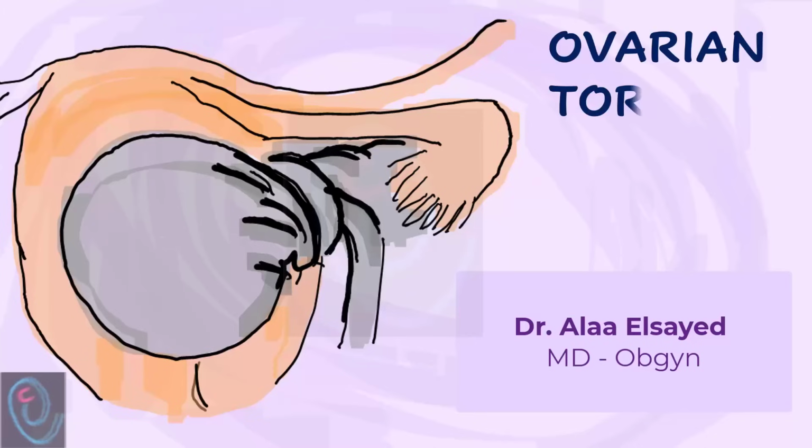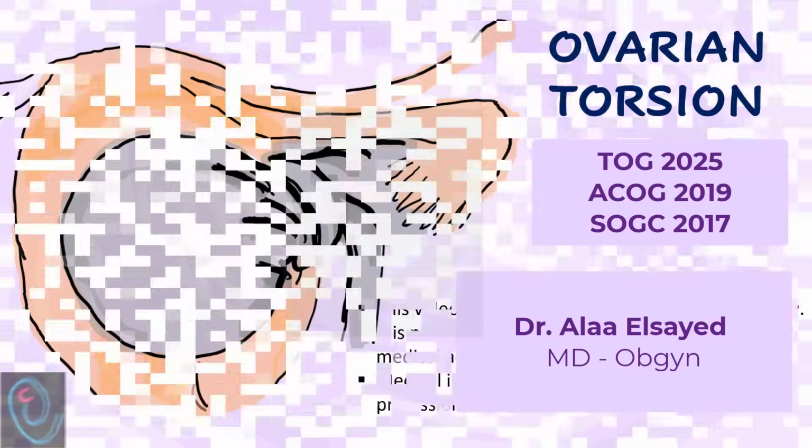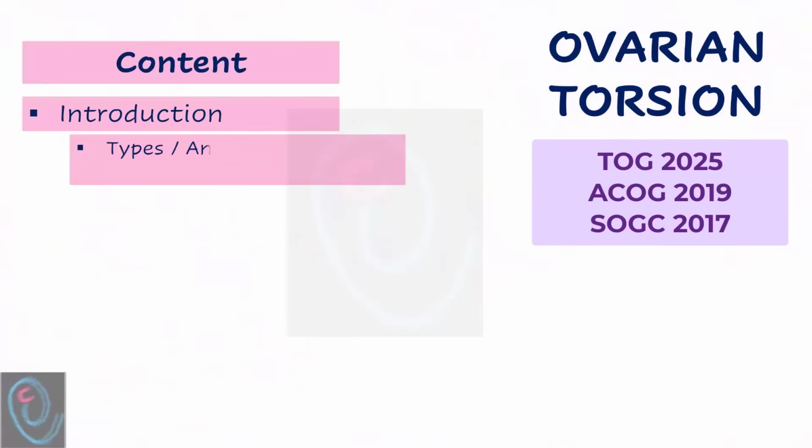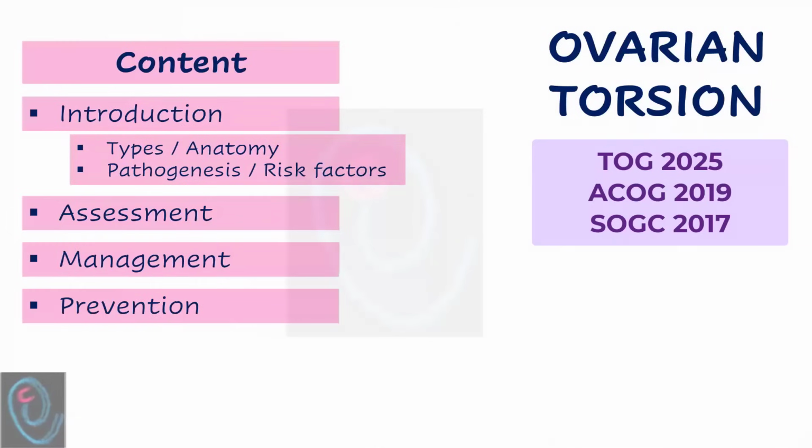Ovarian torsion. TOG article published in 2025. Content of this article include an introduction, which include anatomy and the pathogenesis and risk factors of ovarian torsion, followed by assessment of the patient, management, and also preventive measures.